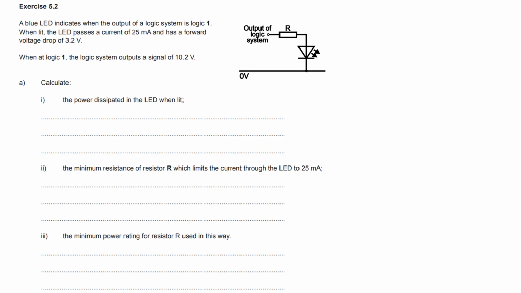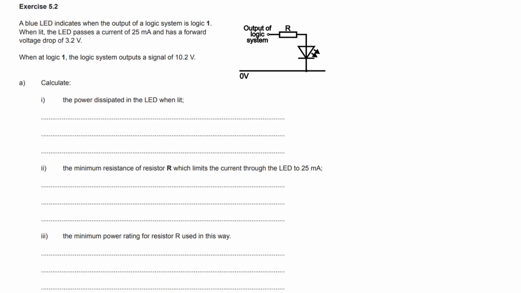Okay, so for this one, let's read what it says. Blue LED indicates when the output of a logic system is 1. When lit, the LED passes a current of 25 milliamps and has a forward volt drop of 3.2 volts. Okay, so when a logic 1 is there, we have 10.2 volts. Okay, so first of all, calculate the power dissipated in the LED when it is lit. Well, we know the current going through the LED, don't we? And we also know the volt drop. So we know that power equals V times I. We should be able to work that out.